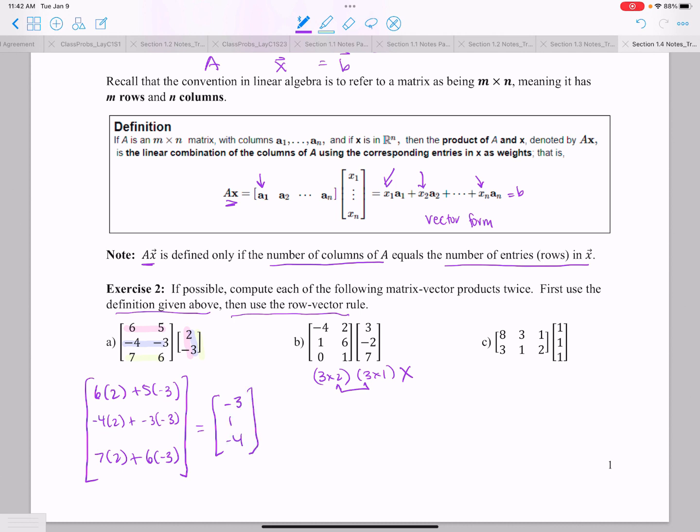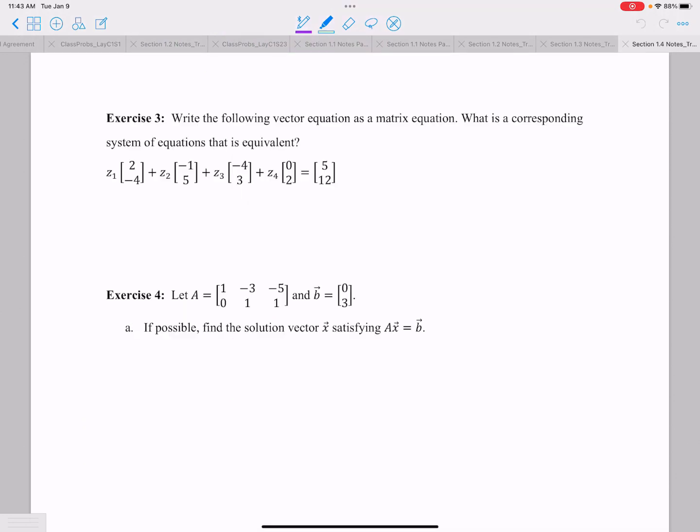So I just wanted to point out both methods. So I would go ahead and in part C, try to work that out. Again, the first part would be, we call the dot product between 8, 3, 1 and 1, 1, 1. What that dot product looks like is 8 times 1 plus 3 times 1 plus 1 times 1. In this example, we're asked to write the following vector equation as a matrix equation. And then what is the corresponding system of equations? So the matrix is the columns.